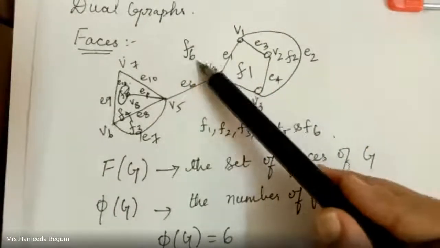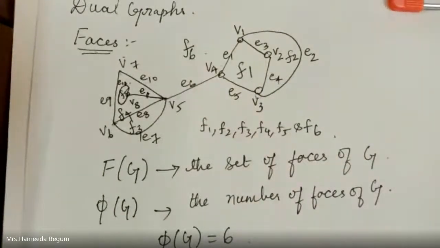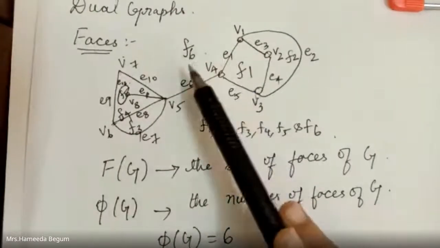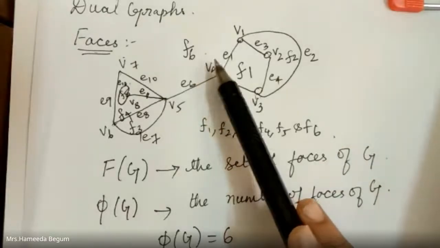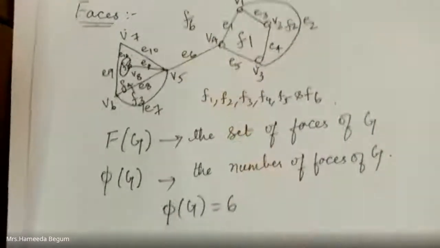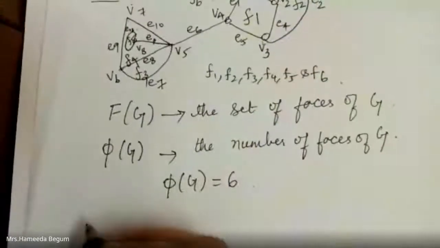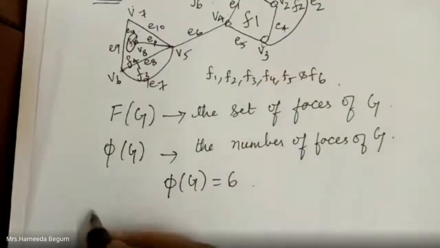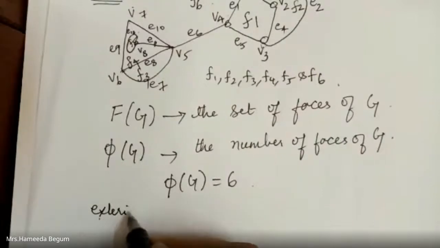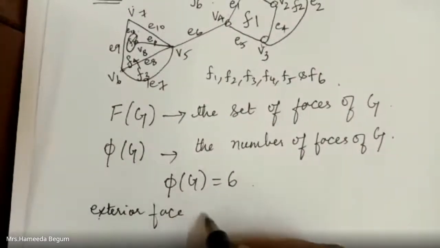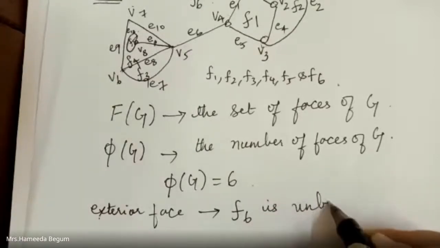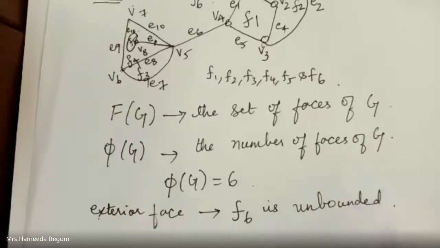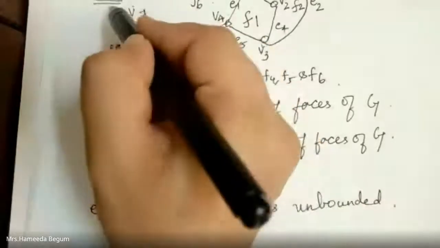But what about face 6? Is there any bound for it? No. There is no bound. It is unbounded. So the exterior face is the face which is unbounded. Therefore, for this diagram, the exterior face is F6, because it is unbounded. Have you understood the definition of exterior face?